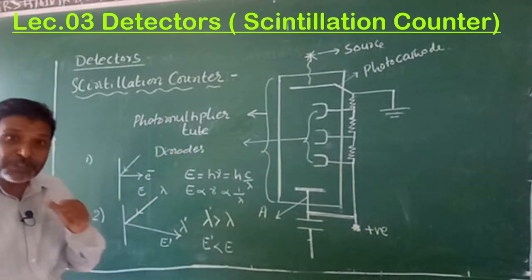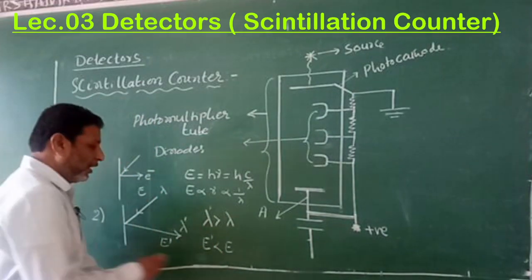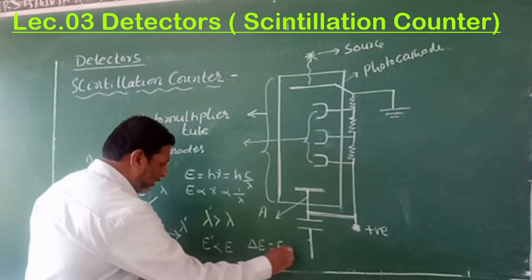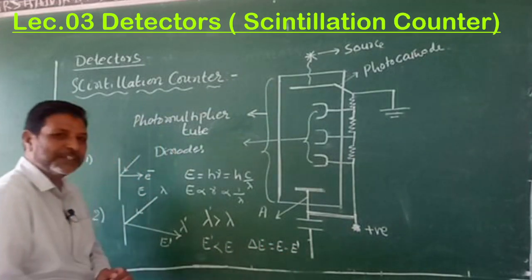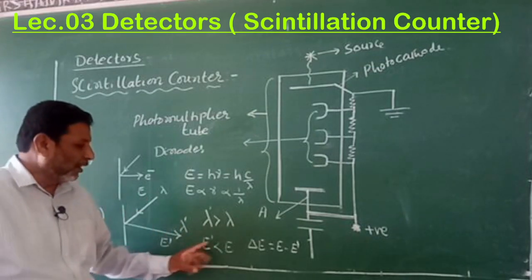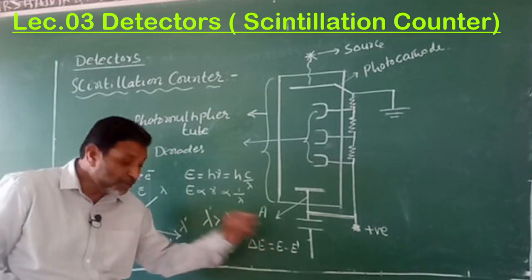Then what happens to that difference in energy? Delta E is equal to E minus E dash. Because E dash is less than E, delta E is equal to E minus E dash. Then what happens to this?